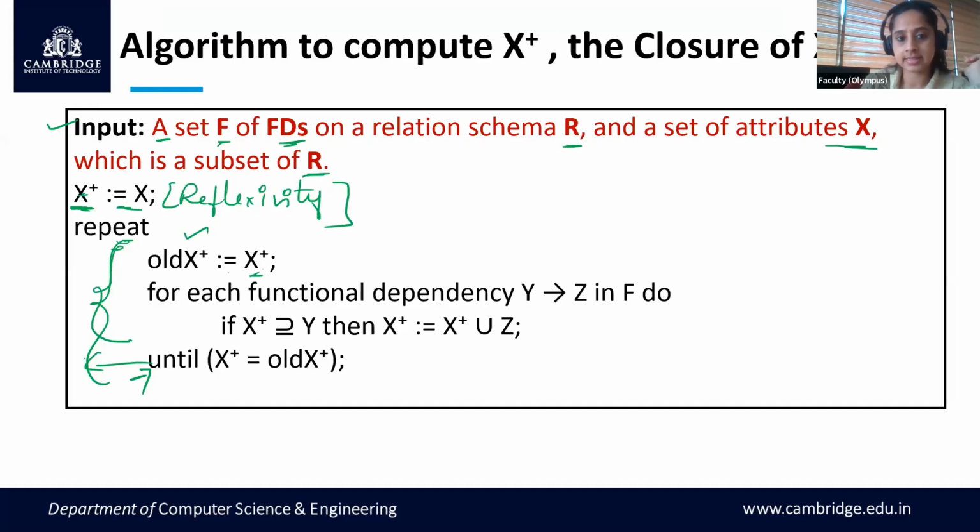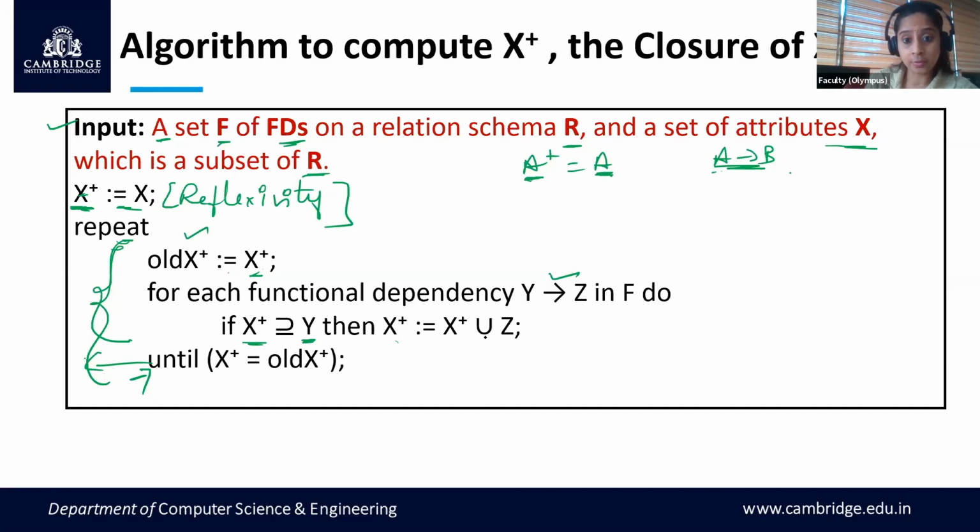Old X plus is this. What will be my new X plus? For each functional dependency Y determines Z in F, now I've taken one functional dependency. Do: is Y a subset of X plus? Now I have taken A plus equal to A. Fine. Now for A determines B, I'm checking. If A determines B, is A a subset of A plus? Yes, it is already a subset of A plus.